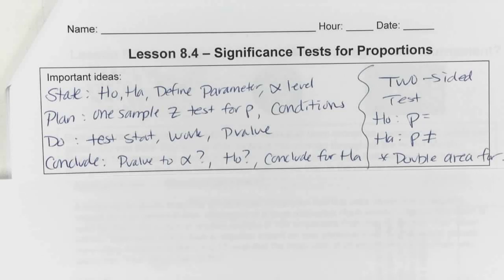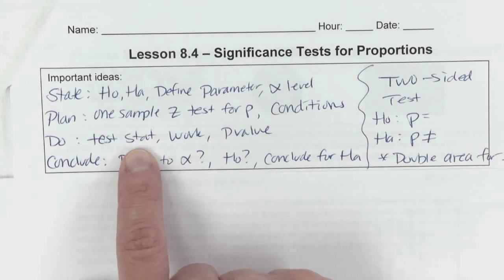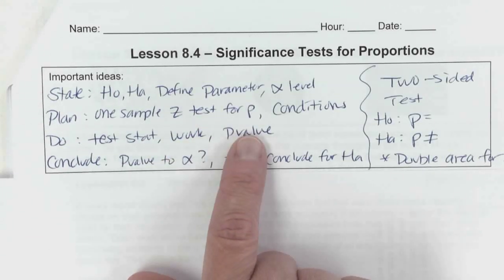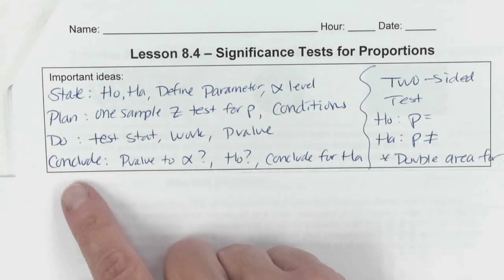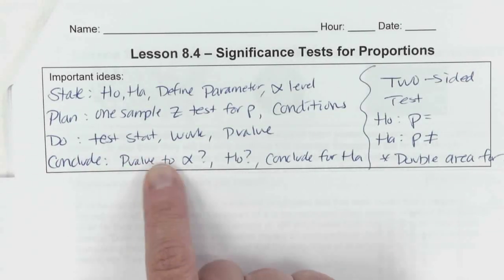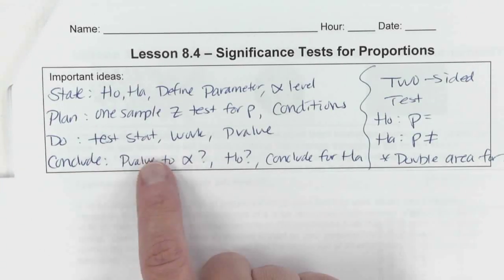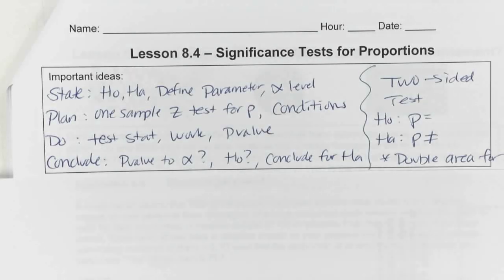In the do step, what we need to see is, what is your test statistic? Give some work for that. Show the picture, draw and label things, and then use your table to get the p-value that corresponds to it. Once we have that, conclude. Make sure you always link your p-value to alpha, since p-value whatever is less than alpha, since p-value whatever is greater than alpha. Use that to start.